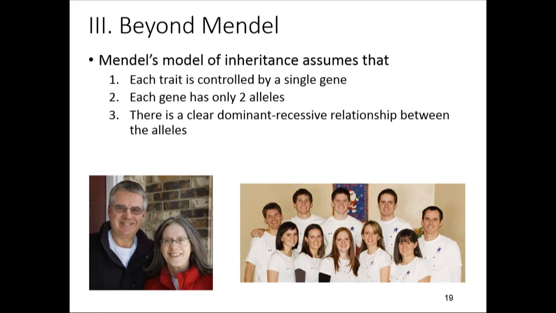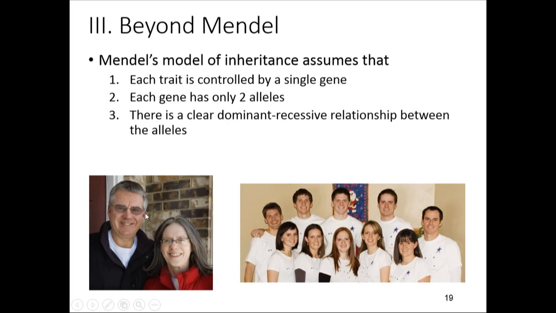So Mendel did a very good job in these very simplified situations, but that's not how all genes work. He assumed that each trait was controlled by a single gene. Each gene only had 2 alleles, and there's a clear dominant-recessive relationship between the alleles. But we don't see this.